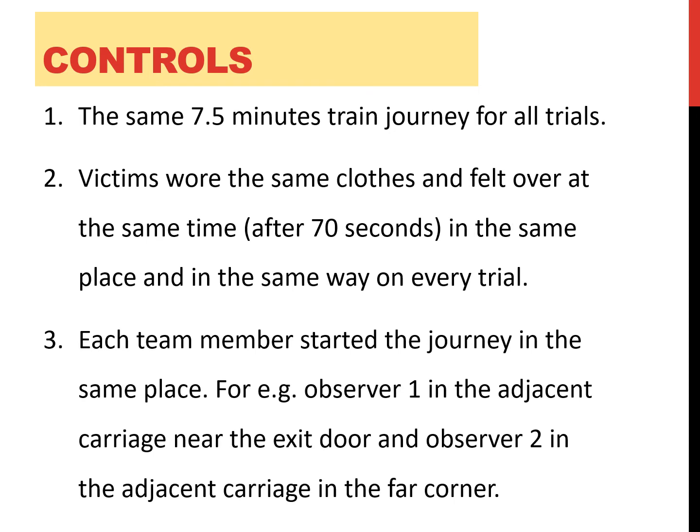Okay. Now moving on to the controls of the study, they have a few controls even though it was a field experiment, but there are still controls. So for example, they standardized the journey so that every trial was a 7.5 minute journey, and then they standardized the clothing of the victim, and he collapses after 70 seconds. So it's in the same place, in the same way, and using the same clothing. Okay. And then control number 3, each team member started the journey in the same place. So they fixed the position of the members.